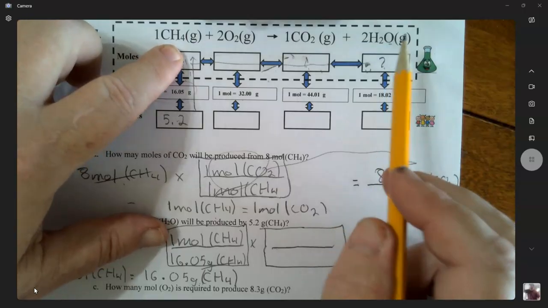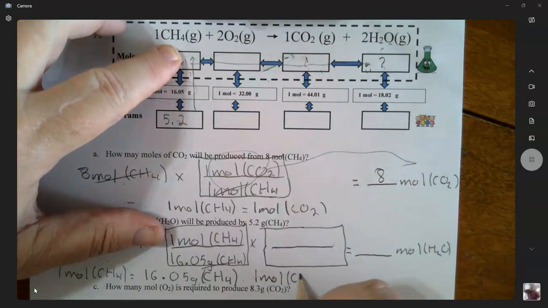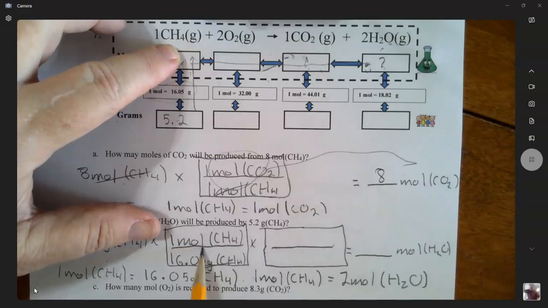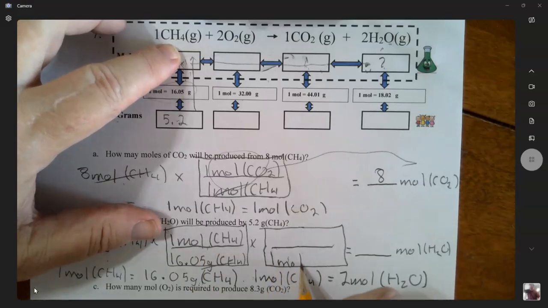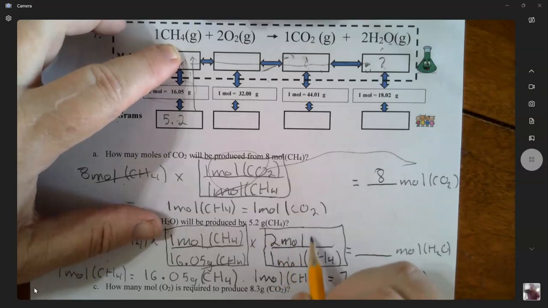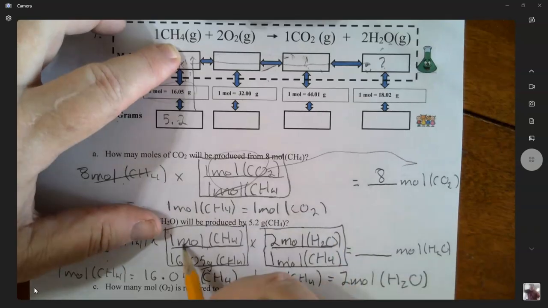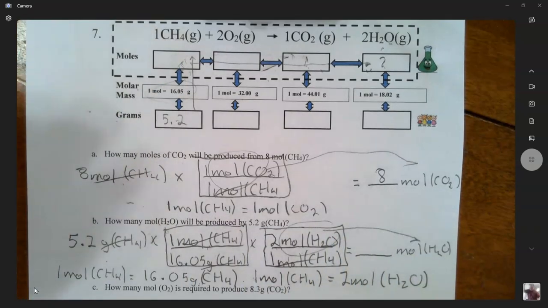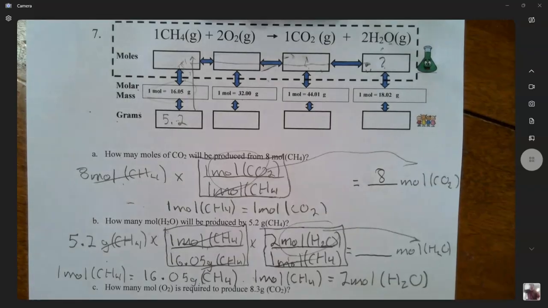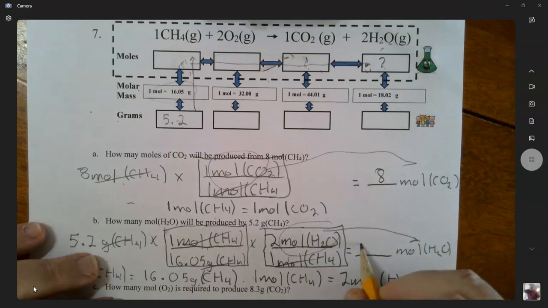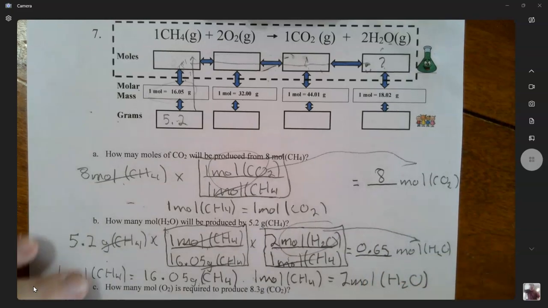1 mole CH4 equals 2 moles H2O. So moles of CH4 is here, so it has to go on the bottom here. That's this one. Moles H2O goes on top. Moles of CH4 cancels. Last man standing is moles of H2O, which is what we need. So now you multiply everything on the top and divide by everything on the bottom. And that gives us 0.65 moles of H2O.